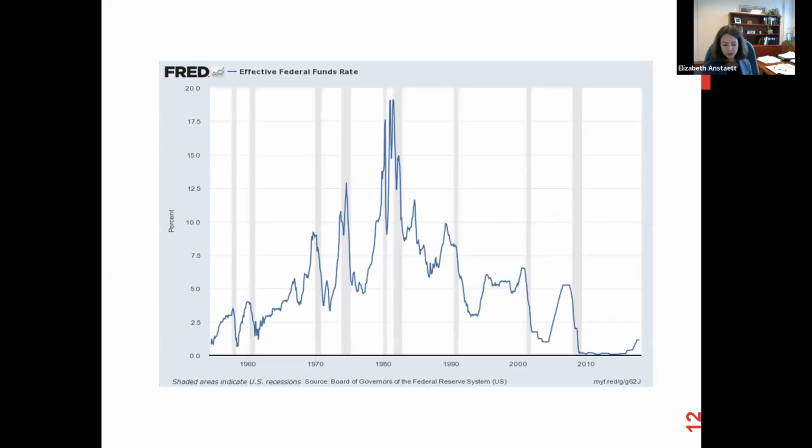I did just put up this chart here in the PowerPoint just to show you how the federal funds rate has really gone up and down over the years. You can see down there in 2008, very, very low. And in the 70s and the 80s, we had really rampant inflation as well as really high interest rates, which is really great for depositors.